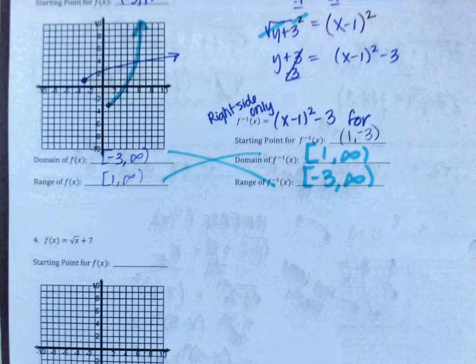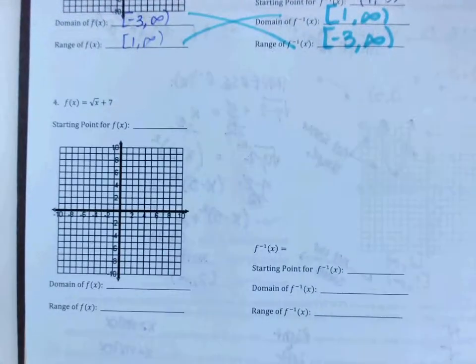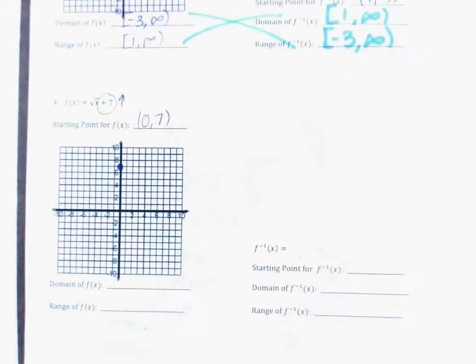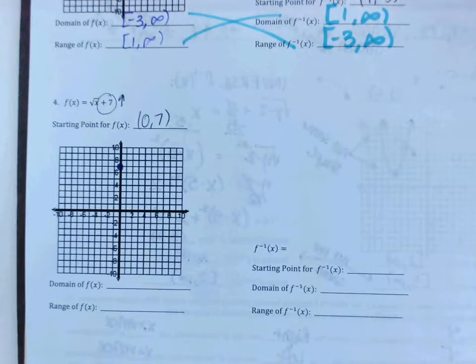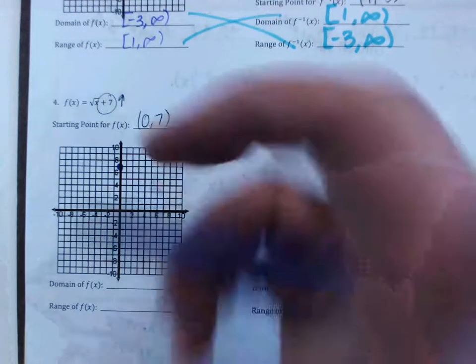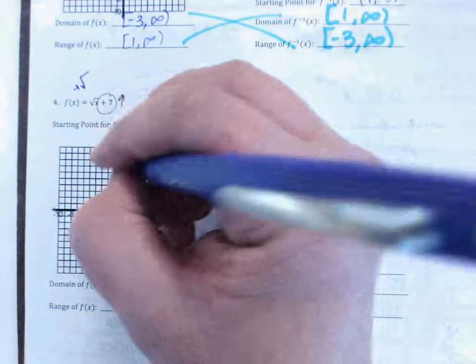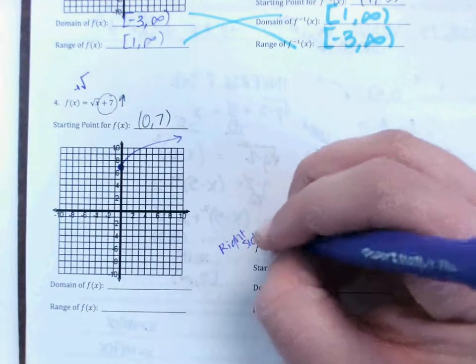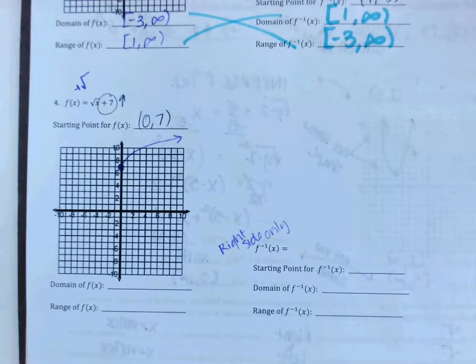Okay, we have root x plus 7. Which way are we shifting? Right. Up, down, left, right if the plus 7's here. Up 7. So it'd be 0, 7. Draw your dot. 0, 7's right there. And then look at your root. Is it a positive root or a negative root? Okay, so it's a positive root. That means it goes like this, and I'm going to want the right side only. Right side only. So switch your letters, solve for your inverse, but then I'm going to want only the right side of my parabola.